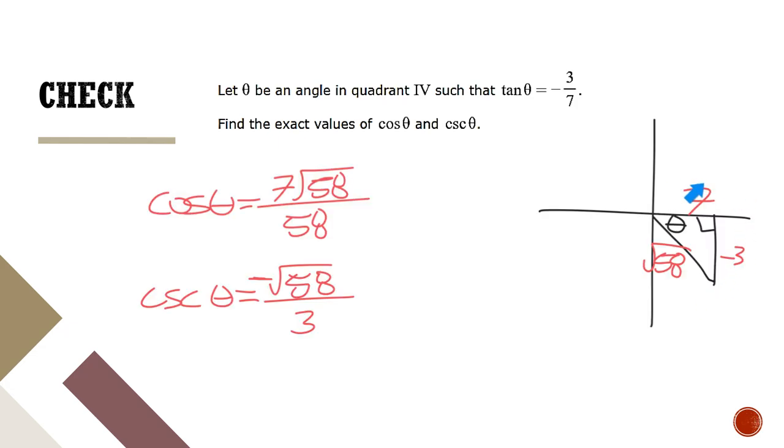I believe you should do the Pythagorean theorem here. 49 plus 9, that's just 58, or the square root of 58. Then you use SOHCAHTOA. Cosine is going to be 7 over the square root of 58, rationalize, and then cosecant is going to be negative square root of 58 over 3. Put the negative on there because it would have to be negative in this quadrant, because remember, cosine and its reciprocal secant are the only ones that are positive. Everything else will be, in fact, negative.